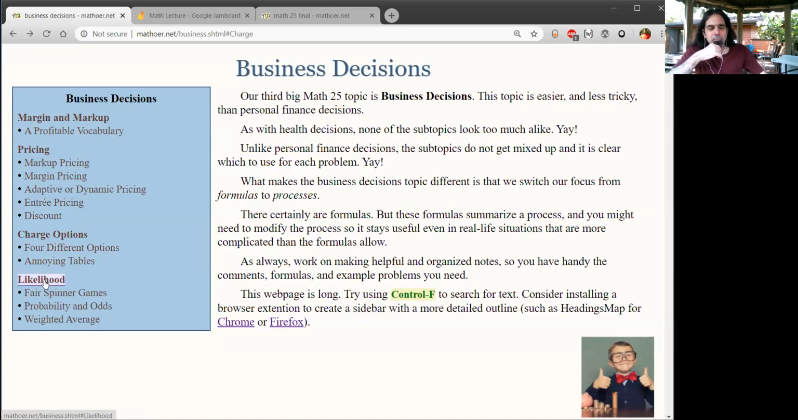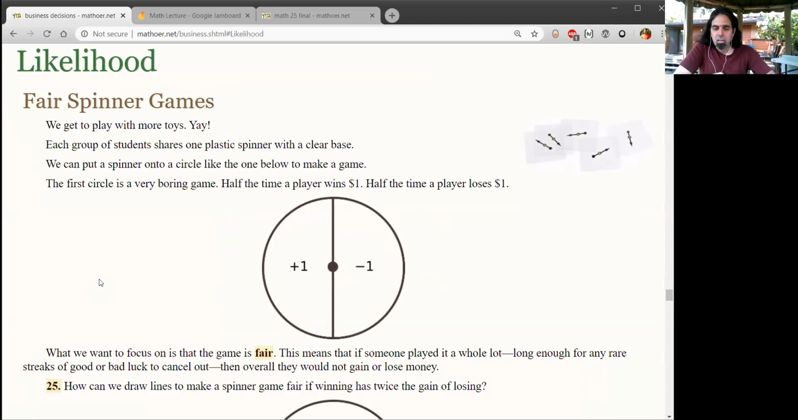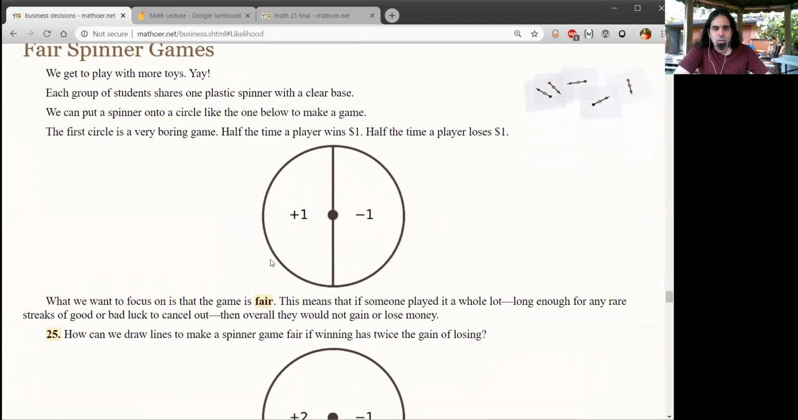But we'll start likelihood. So the first thing is we want to kind of understand probability a little. And spinner games are a nice way to do that. So if we have a very boring spinner game where half the time the spinner points into a +1 and half the time it points into a -1, then maybe Timothy and I are playing, and if it points this way, he gets $1 and I have to pay him, and if it points the other way, I get the $1 and he pays me, or something like that. Right? Maybe it's at a carnival, but this would be really boring.